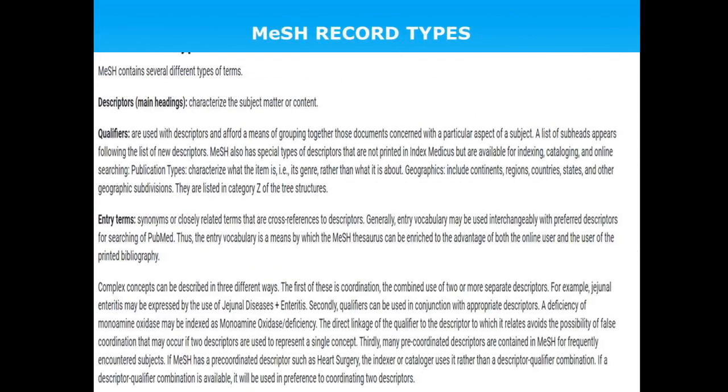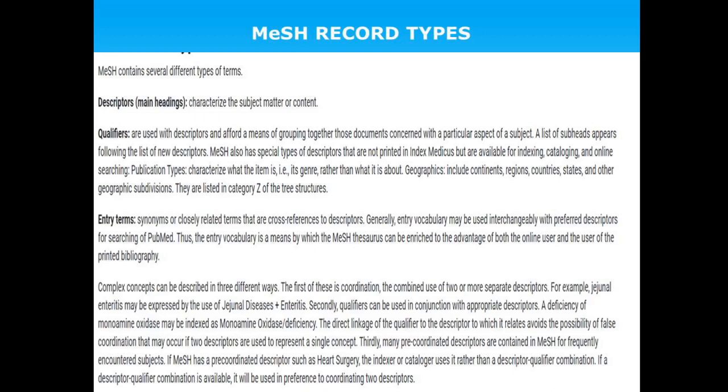Fine. So there are different record types. Medical Subject Headings has different record types. One is descriptors that characterize the main subject matter, what it is, the main headings. And one other is qualifiers. I have told you about qualifiers. They are subheadings. They are grouping together the documents concerned with a particular subject. A list of subheadings appears following the list of new descriptors. For example, cancer is the main heading, and the subheading is skin cancer. Here human is the main heading, and human male or female will be the subheading. Like that, they are the qualifiers.